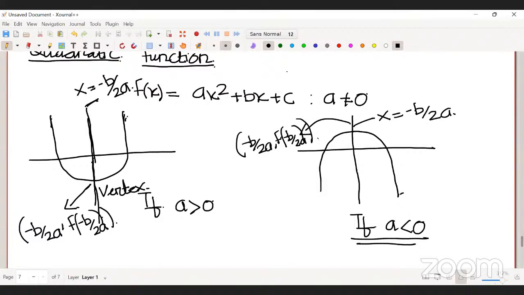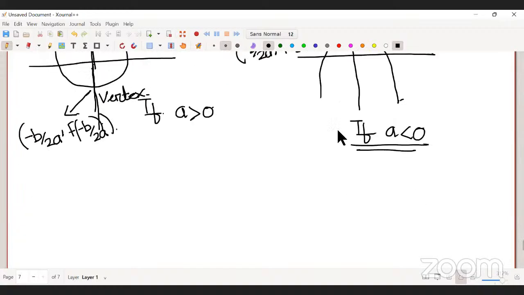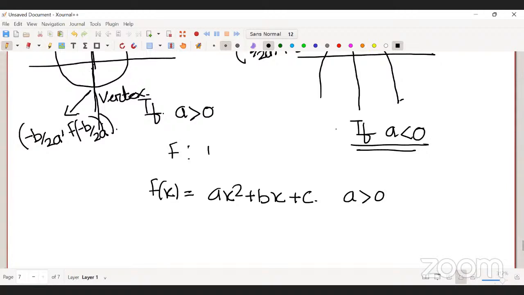Now my question is, what is the range of this first one? So parabola, so suppose this is my parabola, ax square plus bx plus c, and here a is greater than 0. Whatever this is, it represents a function from the set of all real numbers to the set of all R. My question is, what is the range?